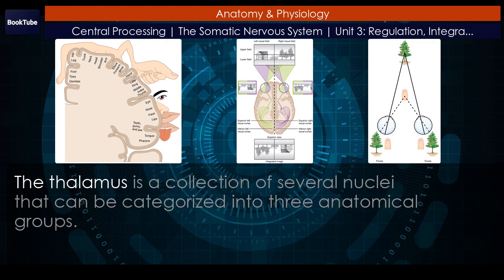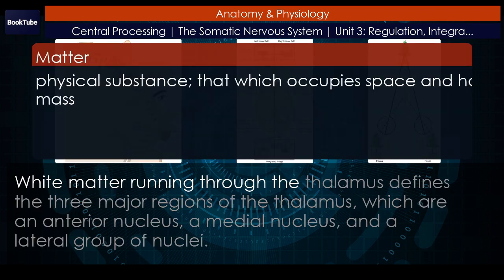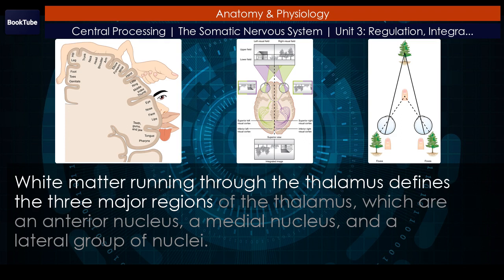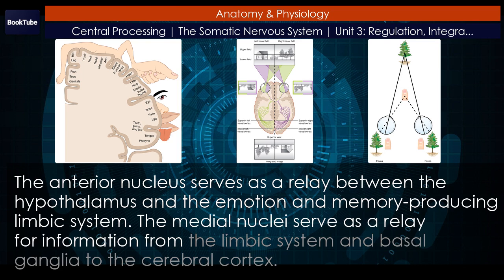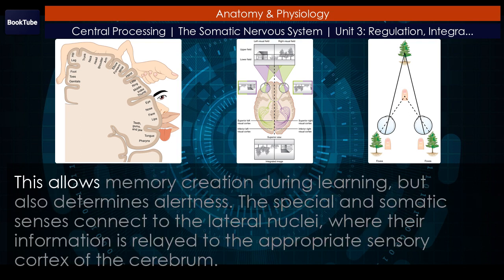hypothalamus. The thalamus is a collection of several nuclei that can be categorized into three anatomical groups. White matter running through the thalamus defines the three major regions of the thalamus, which are an anterior nucleus, a medial nucleus, and a lateral group of nuclei. The anterior nucleus serves as a relay between the hypothalamus and the emotion and memory-producing limbic system. The medial nuclei serve as a relay for information from the limbic system and basal ganglia to the cerebral cortex. This allows memory creation during learning, but also determines alertness.